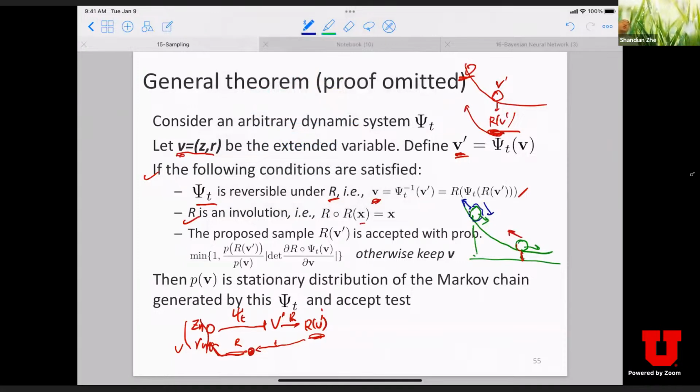So in this way, you can show that your transition kernel is essentially to apply R over psi t, the evolution of your initial state. And you can show that through this transition kernel, detailed balance is satisfied. If you want to see the rigorous proof, we have listed someone's PhD thesis on our course website.